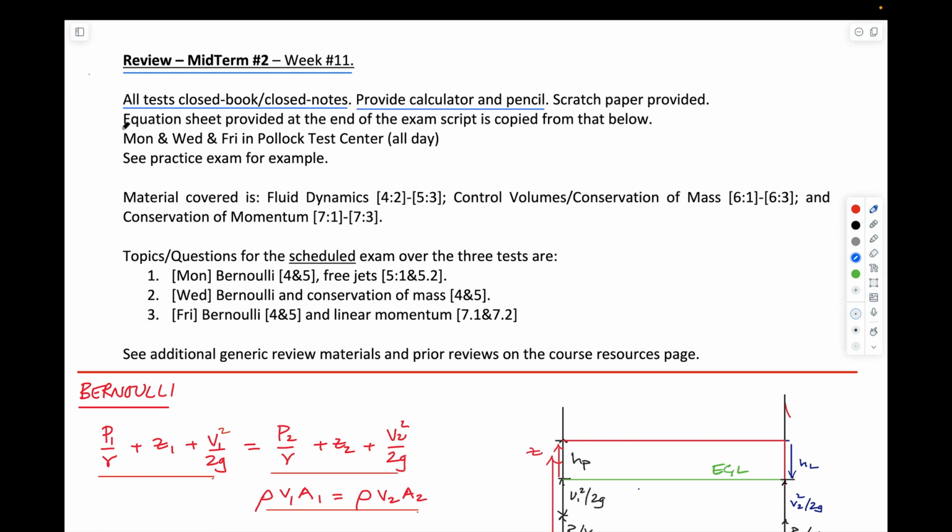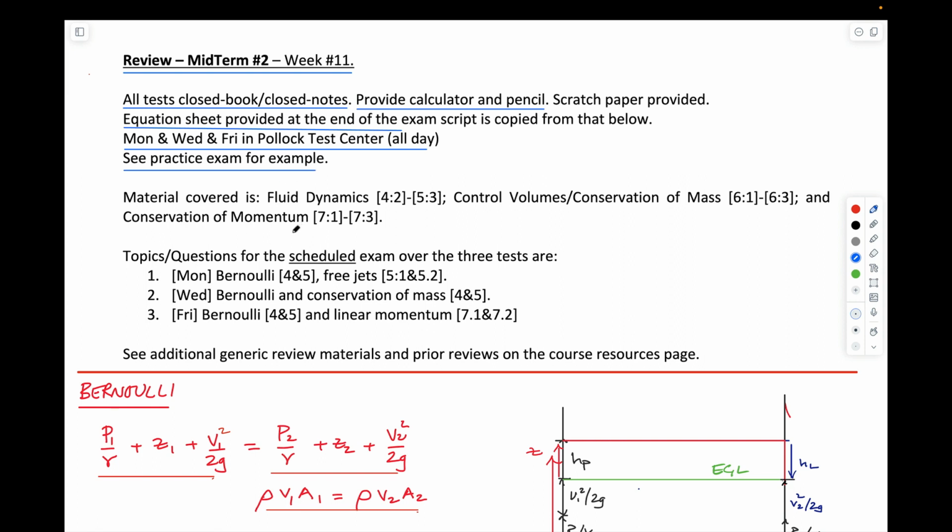The equation sheet will be at the bottom of the exam scripts, just like it was previously, and it will be the material that we'll talk about today, just as a screen capture. All three of the tests are available in Pollock only, and so you'll get an email, I guess, a week ahead to schedule a particular time during the day, and it'll be exactly the same format as the practical exams.